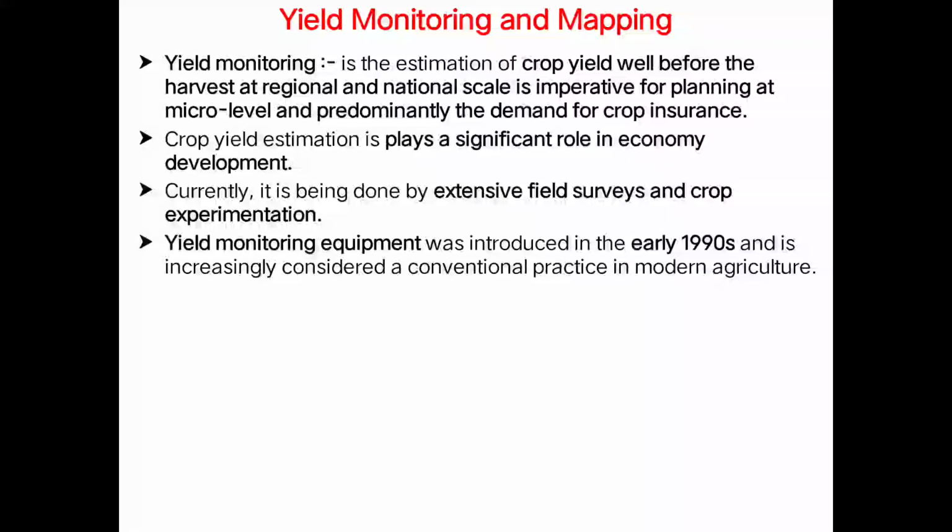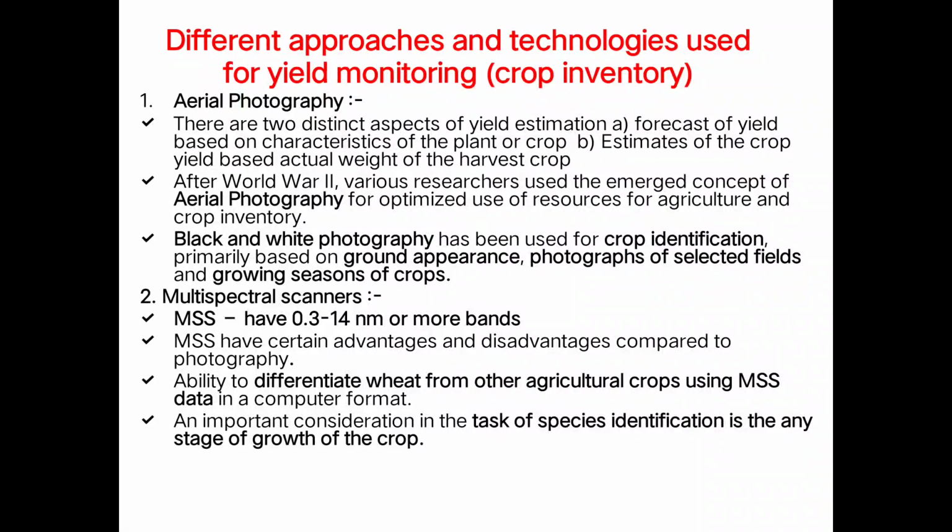Then yield monitoring equipment, which was introduced in early 1990s, and it is increasingly considered a conventional practice in the modern agriculture. Then there are some approaches and the various technologies which is used for the yield monitoring, which is called as a crop inventory. In that, first one is the aerial photography.